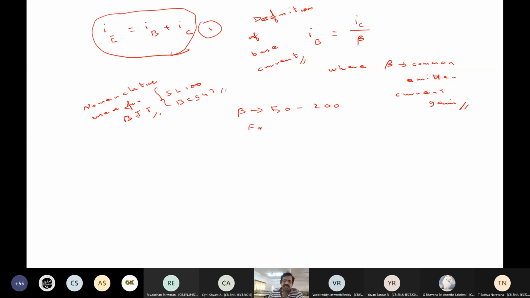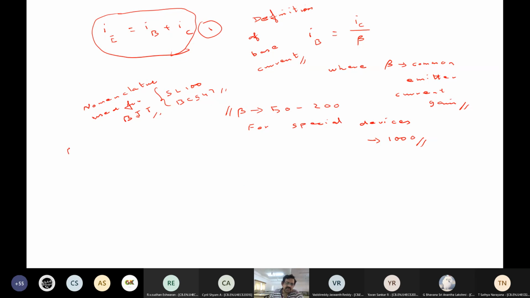For special devices, you can get even 1000. Current gain, very important parameter. Very fundamental important parameter. Common emitter current gain, you can get up to 1000 for special devices.